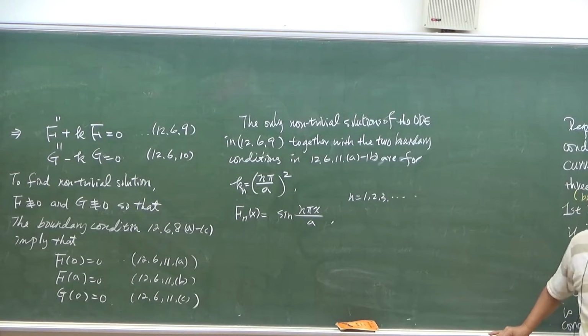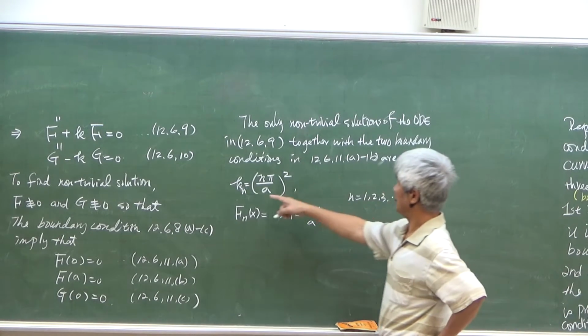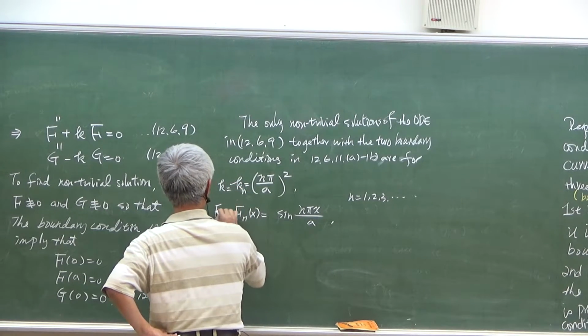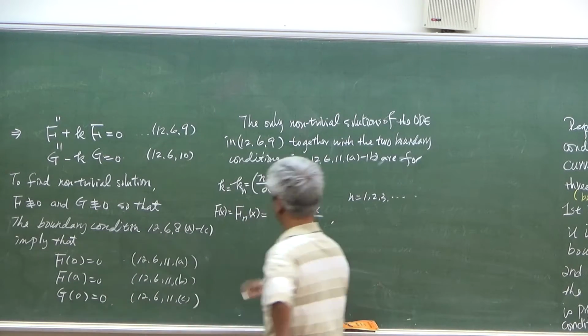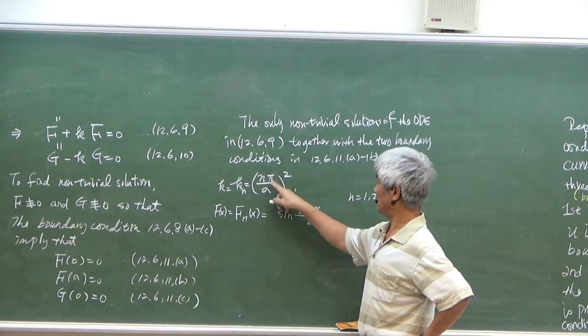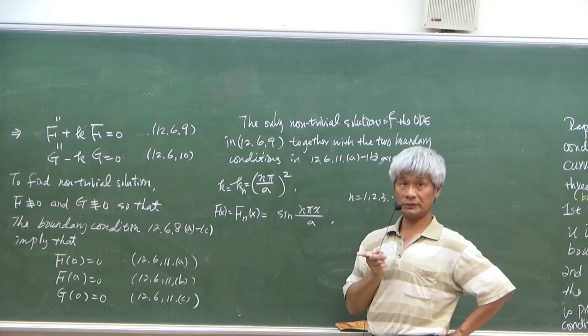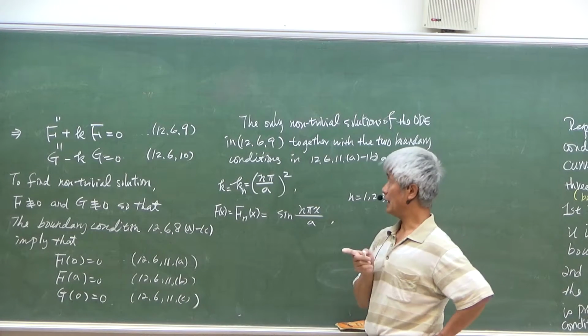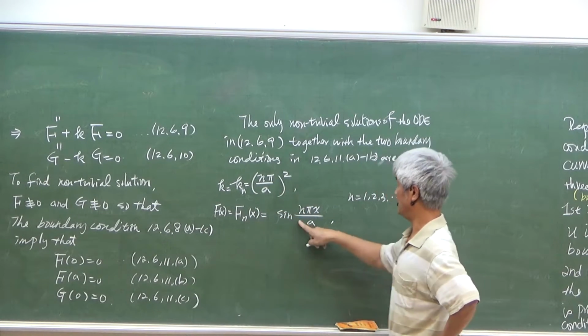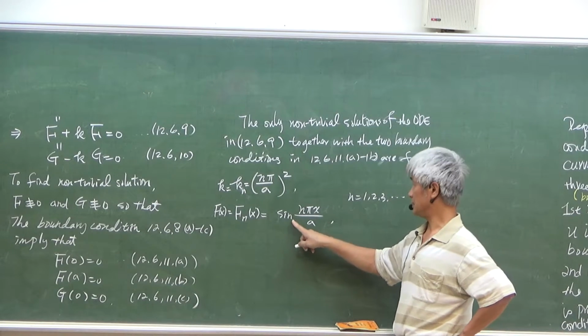Okay? So we know k can be this kind of numbers, and f is equal to this one. So k can be this kind of numbers to have a non-trivial solution. And for each such case of n, the corresponding solution is actually the sine function.